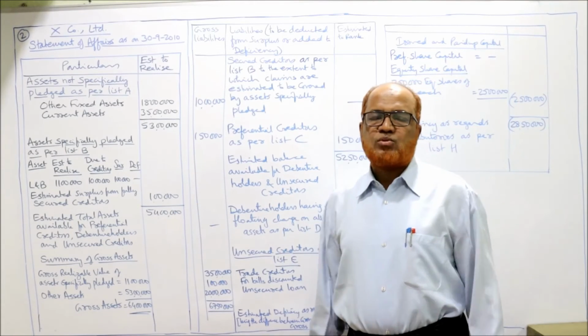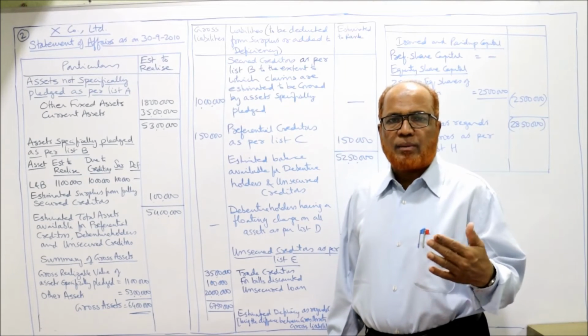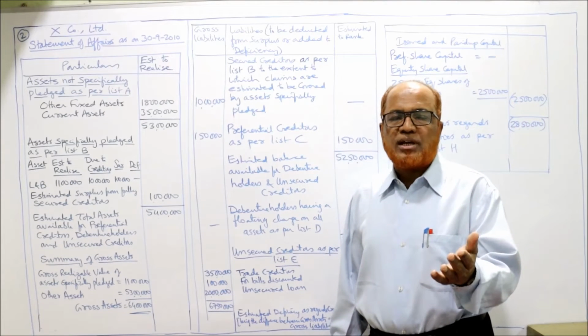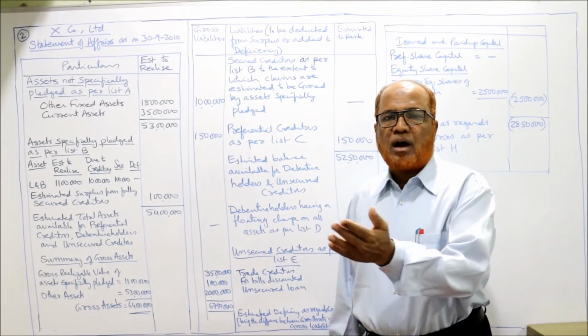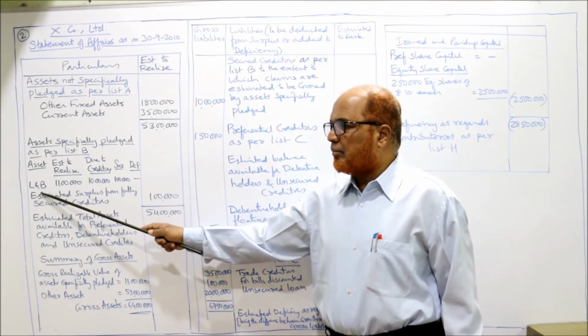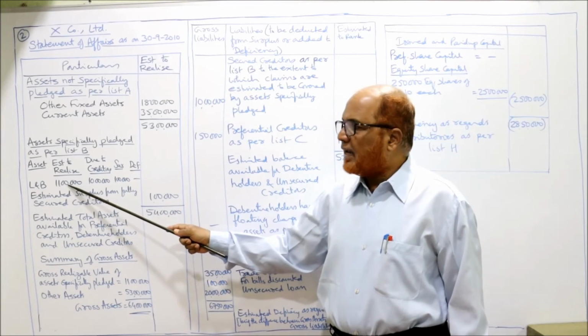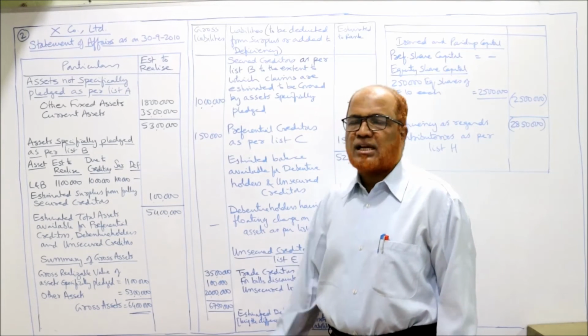Now list B, assets which are specifically pledged. For this we have to give the information regarding which asset, how much realizable value, how much due to creditor, how much is the surplus or deficiency. So asset, we have given the asset land and building. Realizable value 11 lakh, land and building, due to creditors 10 lakh.